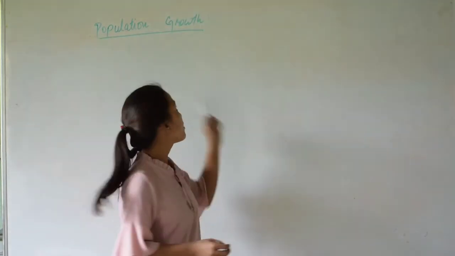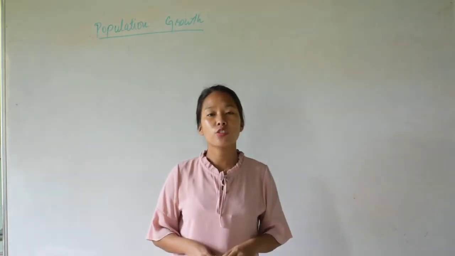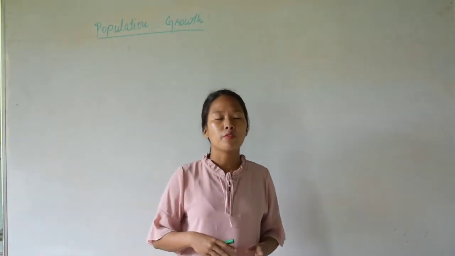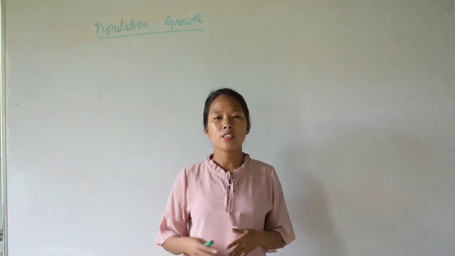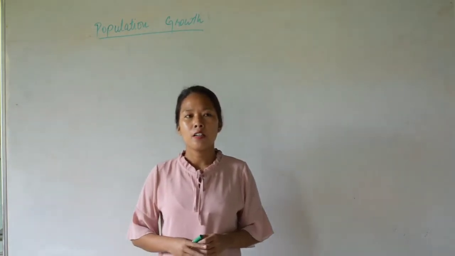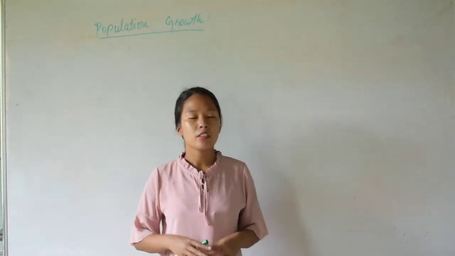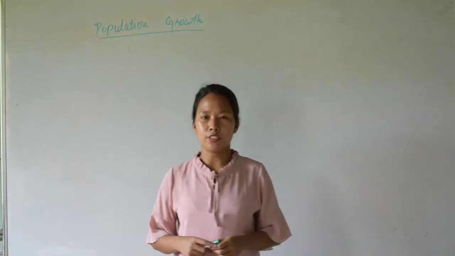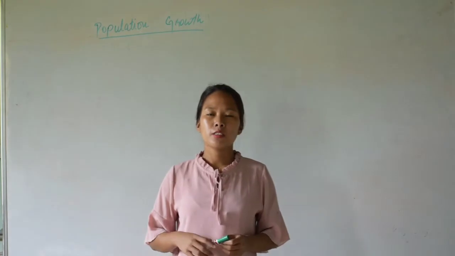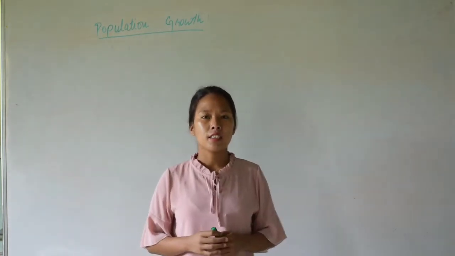Now the next topic is population growth. The size of a population is not a static parameter. It keeps on changing with time and with some factors like abiotic factors as well as biotic factors. These factors can be food availability, presence of predators, disease, weather, and other environmental factors. So whatever may be the factors, the population density changes because of four basic processes.